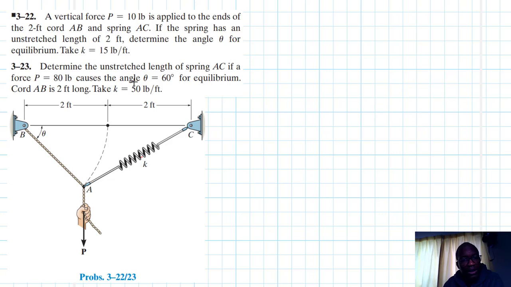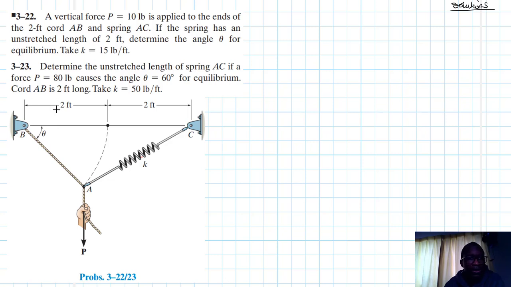From the same figure, the second problem reads: determine the unstretched length of the spring AC if the force P is equal to 80 pounds, causes the angle theta equal to 60 degrees for equilibrium. Cord AB is 2 feet long, and take the spring stiffness as 50 pounds per feet. Both these problems are coming from the Engineering Mechanics Statics textbook, the 13th edition by R.C. Hibbeler.